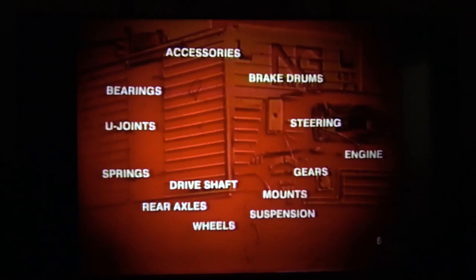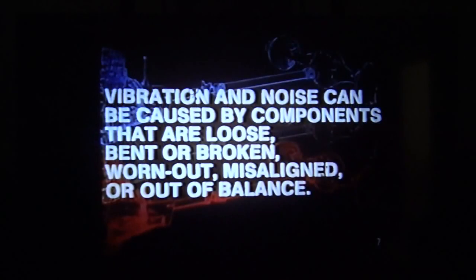Drivetrain vibration can be caused by one or a combination of several discrepancies located almost anywhere on the vehicle. Vibration can be caused by components that are loose, bent or broken, worn out, misaligned, or out of balance. Problems can originate in the brake, wheel, and tire assemblies, in the front suspension, rear suspension, the engine or its accessories, the transmission or parking brake drum, the U-joints, propeller shafts, center bearing, or companion flanges, or within the differential, axle, or wheel bearings.